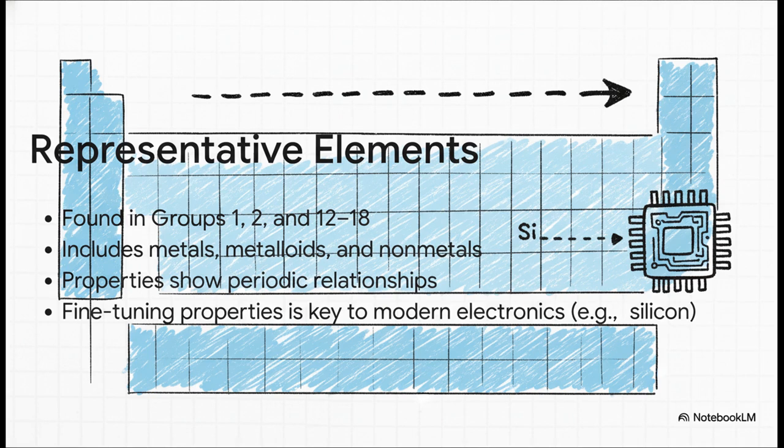The most important thing to remember here is that their properties aren't random. They follow these beautiful, predictable patterns called periodic trends. And our ability to understand and tweak those properties, especially with an element like silicon, is exactly what makes all of our modern electronics possible.